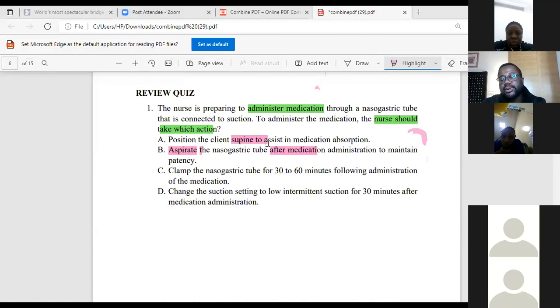Position the client supine. No, it cannot be supine, right? There you already removed that. The position itself is not correct. You have to use the position for placing the patient when feeding. Aspirate the nasogastric tube after medication administration to maintain patency. No, it doesn't. You have to aspirate before. After medication, you are flushing. So you don't do that. B is kicked out. Change the suction, no, we don't. The answer is C. Clamp the nasogastric tube. That's the right answer.